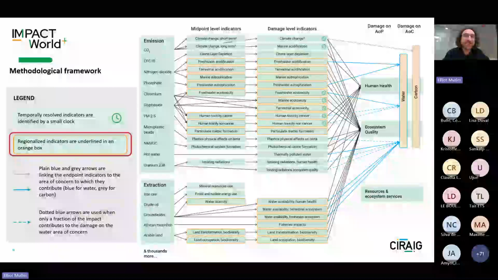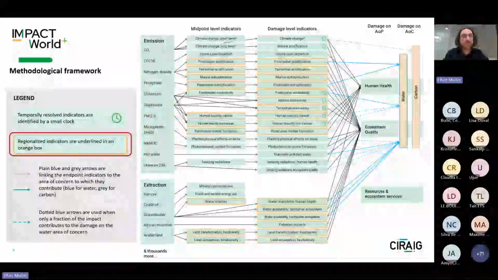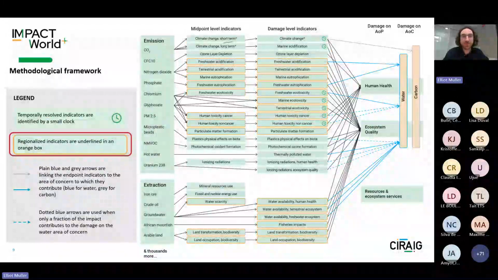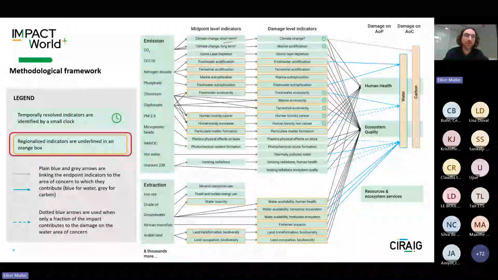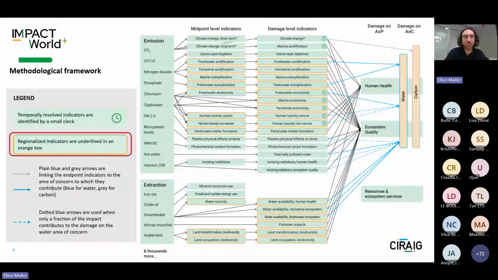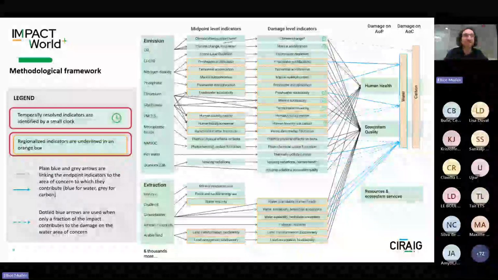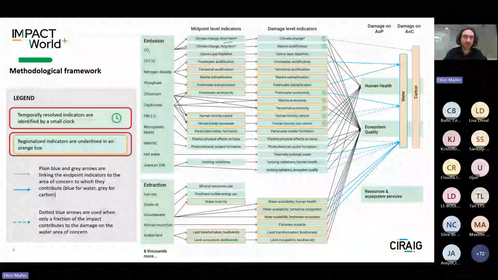And finally, those 2 last things are also very important in the Impact Plus framework. So most of the indicators are regionalized, and I'll be talking a bit more about that in the next slides. And also for the indicators for which it makes sense, they are temporally resolved, and again, I will be talking a bit more about that a bit later.